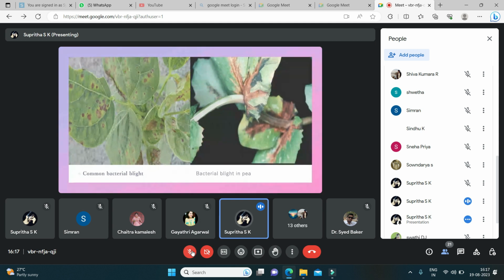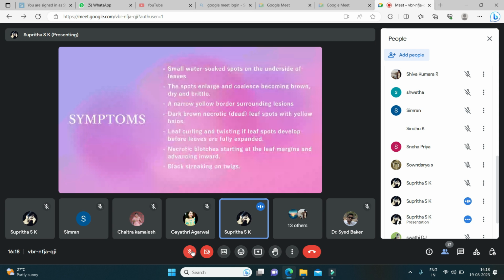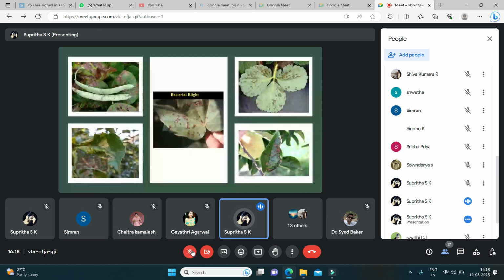So I'll show you. This is called bacterial blight. We can observe the brown colored spots that appear on the leaves. This is the bacterial blight on the pea plant. We can observe this bacterial blight. You should know the symptoms of this particular bacterial blight.